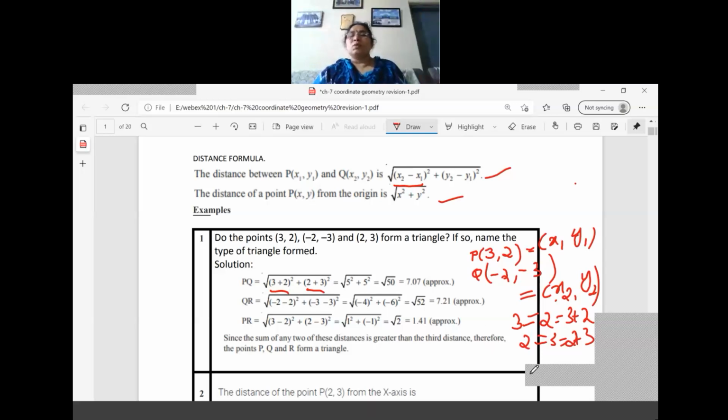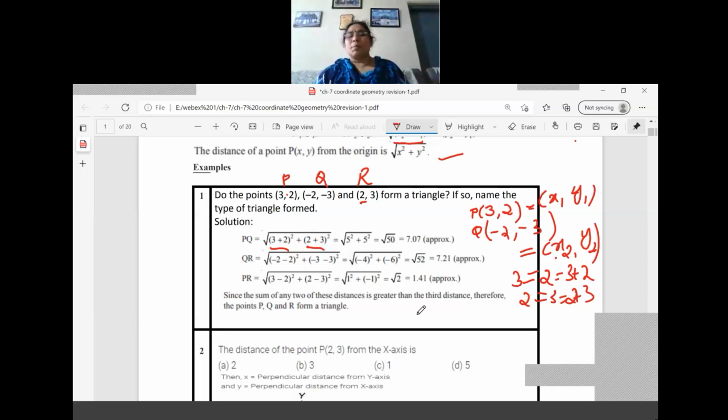So what is next? QR are the coordinates. We had taken P, then Q, then R as (2, 3). Now QR is the distance. So QR means (-2 minus 2) whole square plus (-3 minus 3) whole square under the root. After simplification you will get root 52, which is equal to 7.21. Now PR, P and R: (3 minus 2) whole square plus (2 minus 3) whole square. It is equal to root of 1 square plus (-1) square, that is root 2.